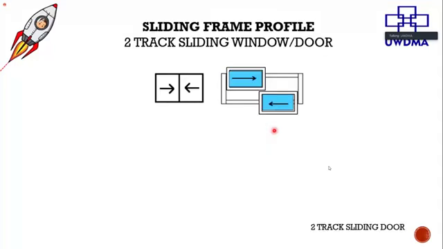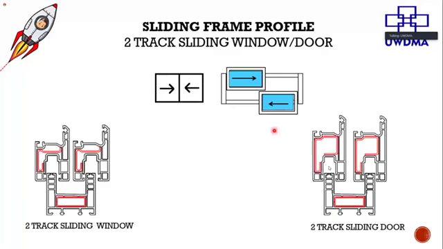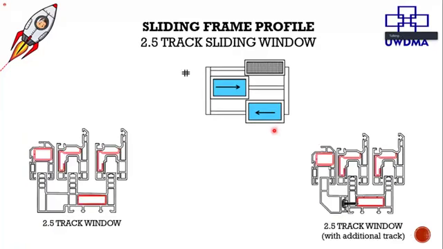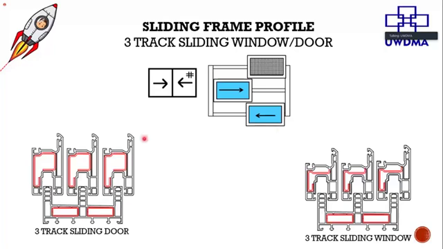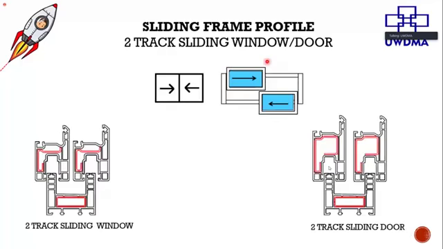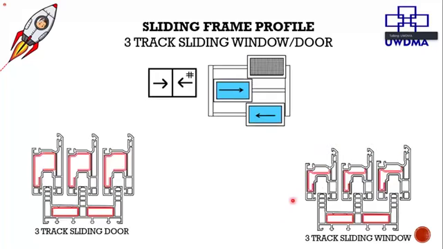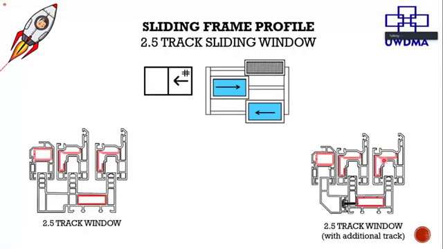So here we are having a 2-track sliding window and a 2-track sliding door. This is with mesh. So here we are having 3. So what happens when we are having one more mesh? In both the panels in a window and door we were having glasses. 2-track, 2-panel door or window. Here we have given one more track for the mesh. So now we have a 3-track, 3-panel window in which 2 panels are of glass and 1 panel is of mesh.